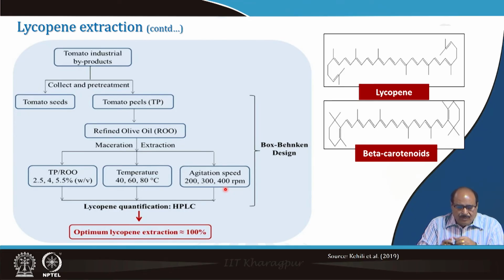Okay. And the quantification of lycopene can be done by HPLC. These are the structures of lycopene and beta carotene. You see that they both have almost similar structure, except that in the case of lycopene this ring is open, whereas in beta carotene it is closed, and because of this you find a huge color difference between lycopene and beta carotene.